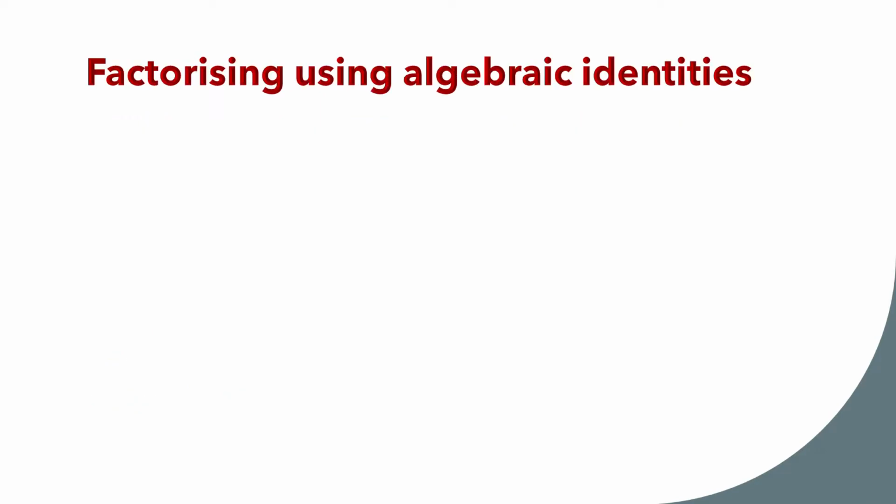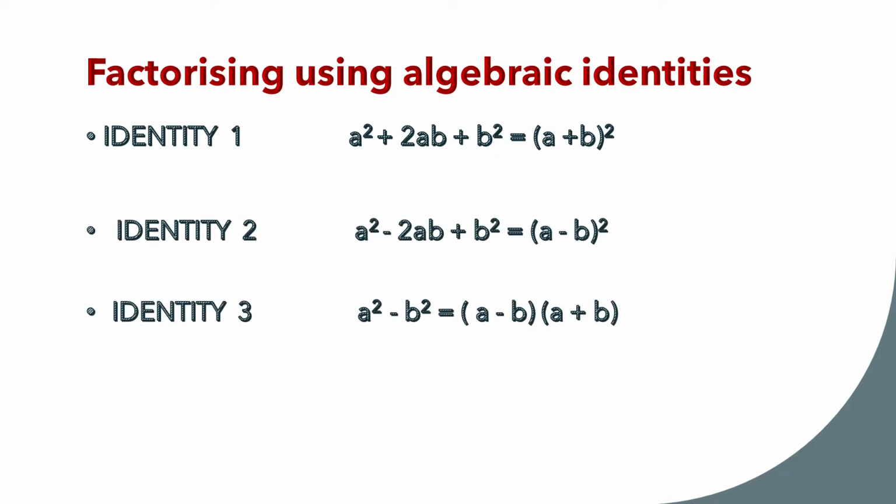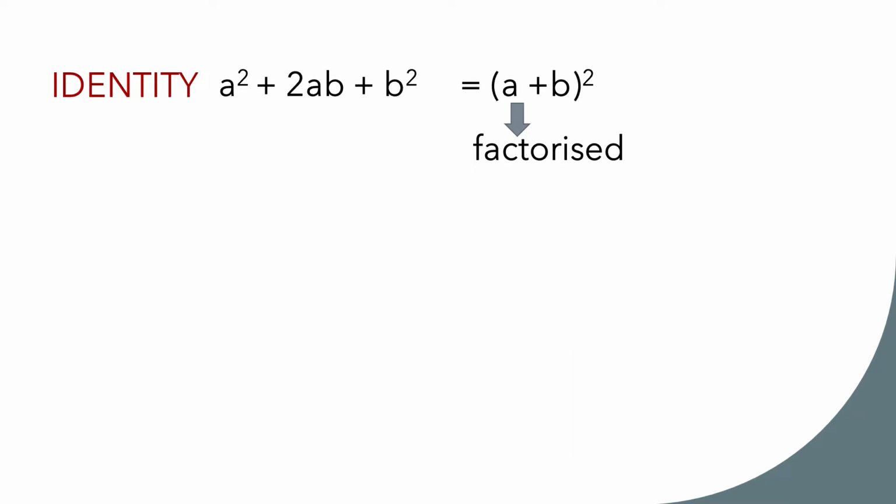Let us discuss now how to use algebraic identities. Already we have learned the algebraic identities. These are the algebraic identities. Now how do we use these identities in factorization? Let us take the example: a square plus 2ab plus b square is equal to a plus b whole square. Here a plus b whole square is the factorized form. So any expression in the form a square plus 2ab plus b square, we can easily convert into a plus b whole square.